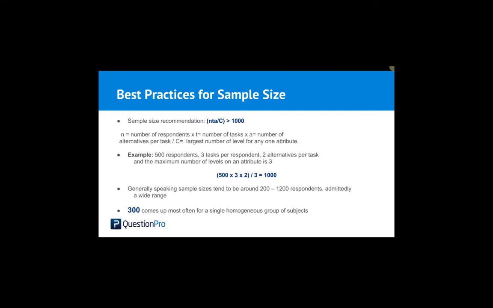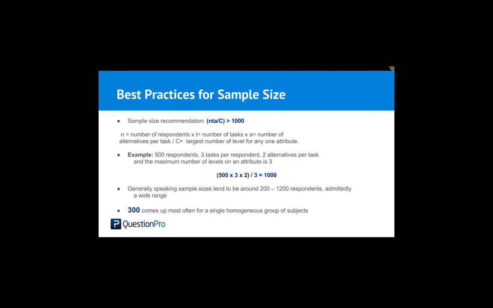And Richard Johnson, who is one of the inventors of conjoint analysis, has presented the following rule of thumb for sample size in choice-based conjoint or discrete choice conjoint analysis, which is N times T times A divided by C is greater than 1,000. That means N equals the number of respondents, T is the number of tasks, A is the number of alternatives per task, and C is the largest number of levels for any one attribute.